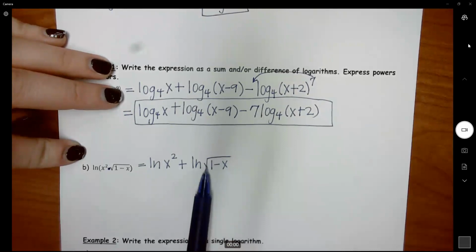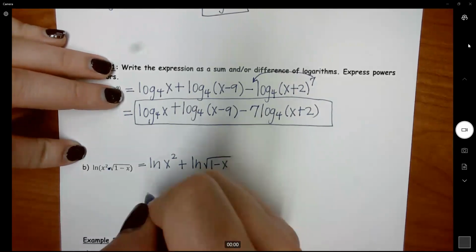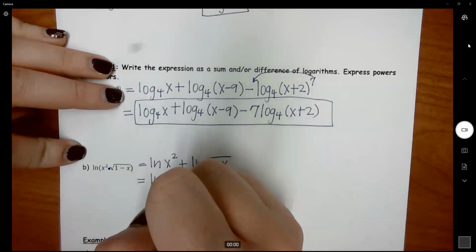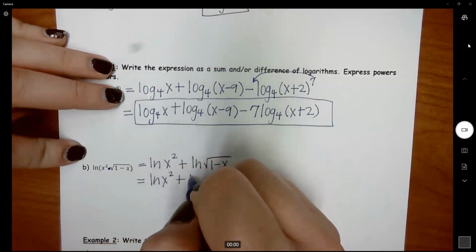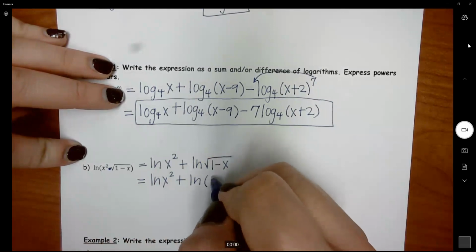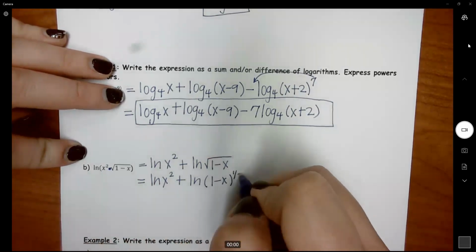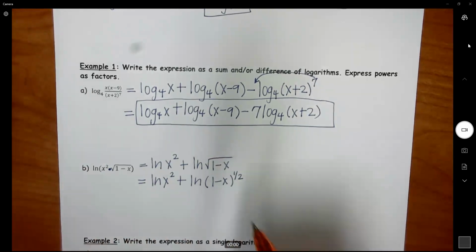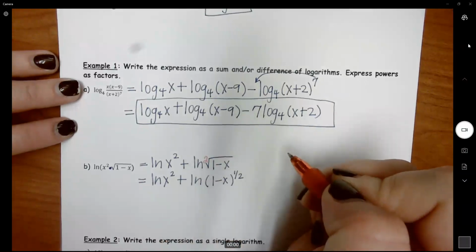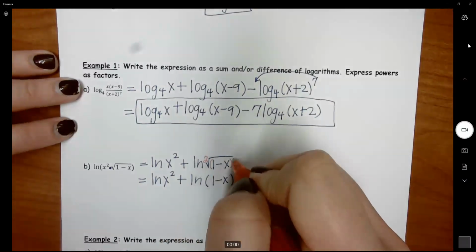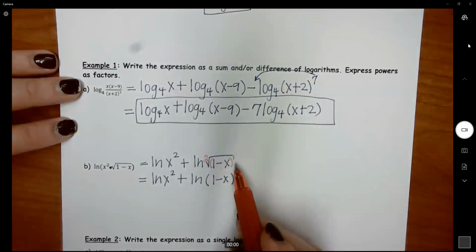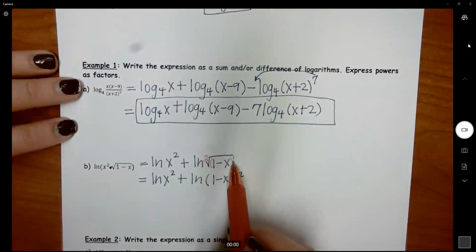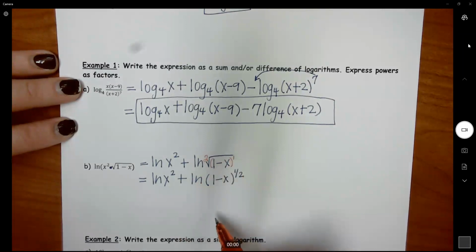Okay, we can express this as a rational exponent. So we've got the natural log of x squared plus the natural log of 1 minus x to the 1/2 power. So remember, this is a square root, so my known index is 2, and this is all to the first power. So that power stays as the numerator, and whatever is the index comes around as the denominator. So square roots become 1/2.